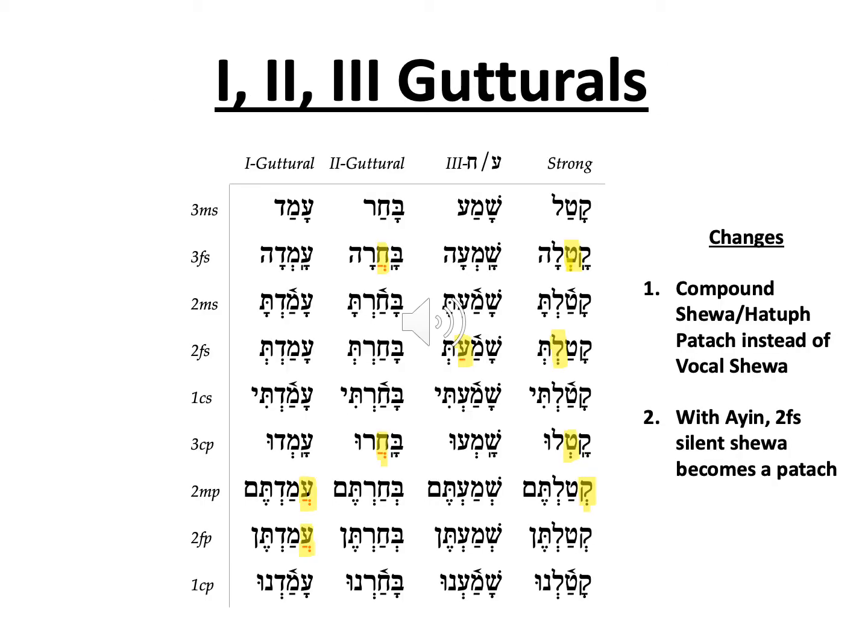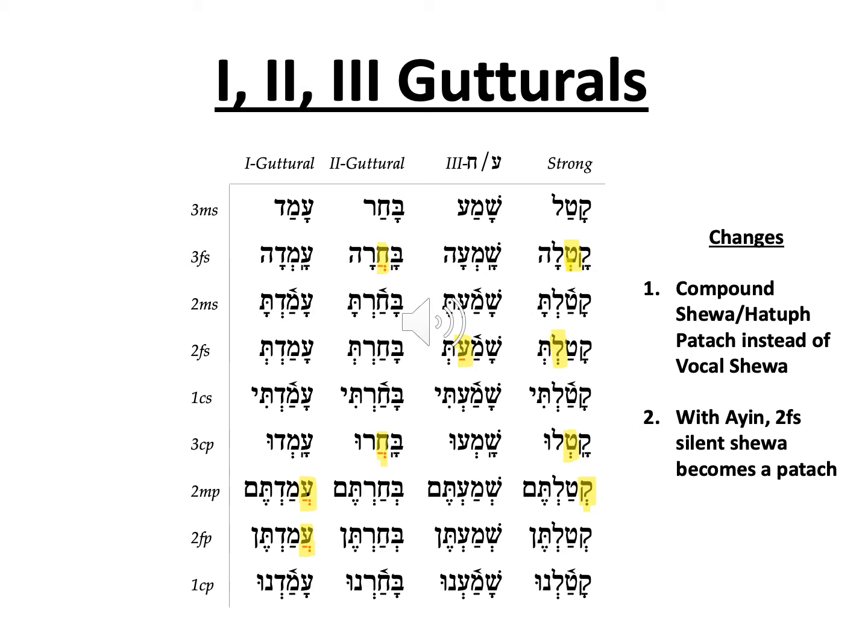The first weak root that we will look at are first, second, and third gutturals, also known as pei, ayin, and lamed gutturals. Although remember that specifically we are within the kal weak verb stem, so even though changes take place in first, second, and third gutturals in other stems, this chart is specific to the kal stem. The first change that we see take place is that gutturals prefer compound schwas instead of vocal schwas. You can see it marked here on the chart where we would expect a vocal schwa in the strong stem. Instead, we have the compound schwa, the hatuf patak, in the weak stem.